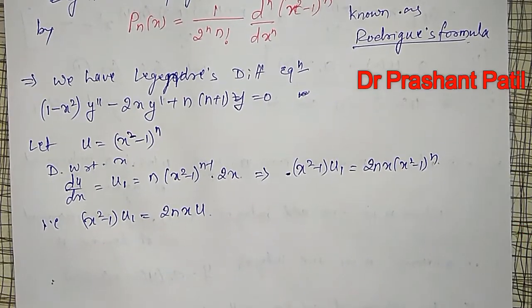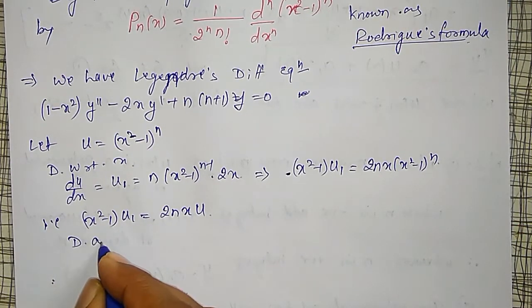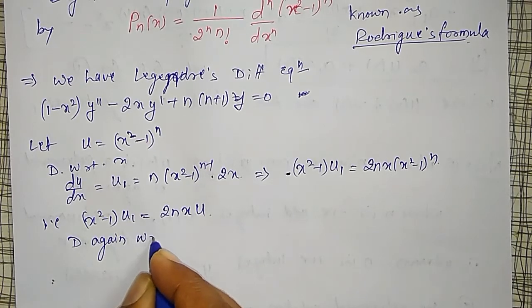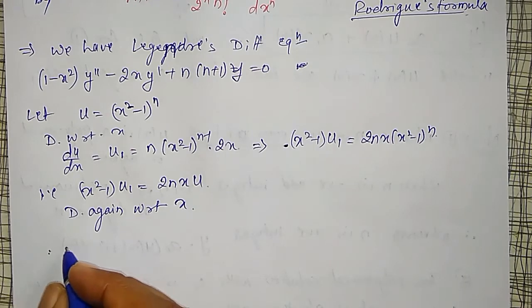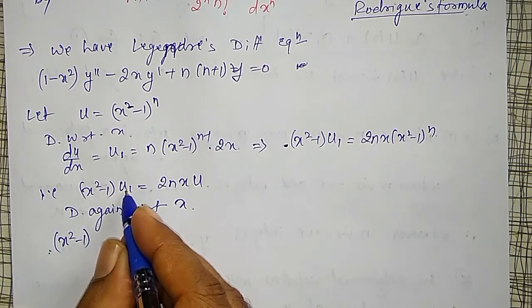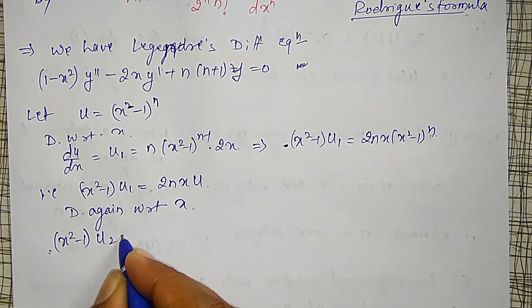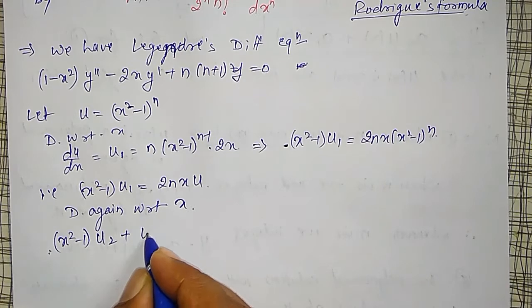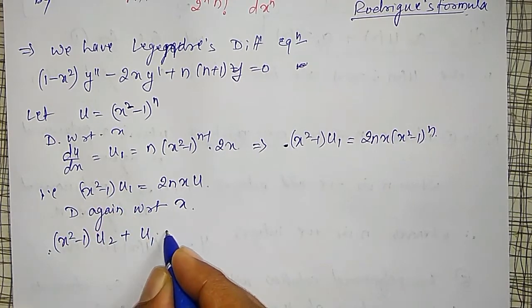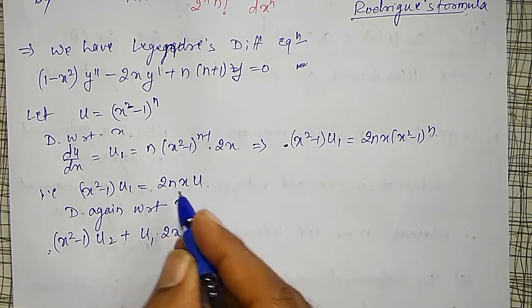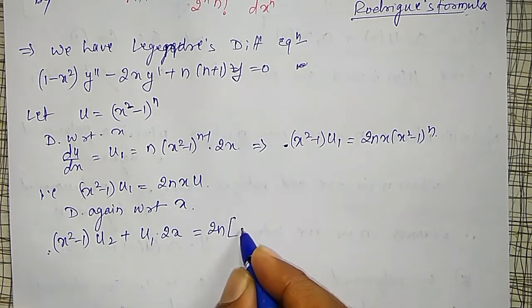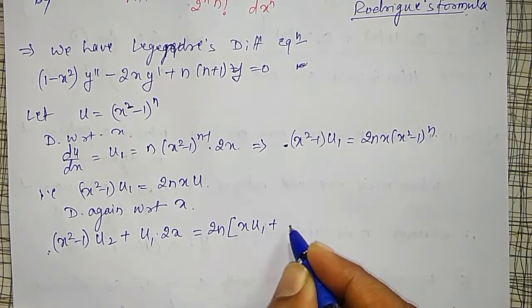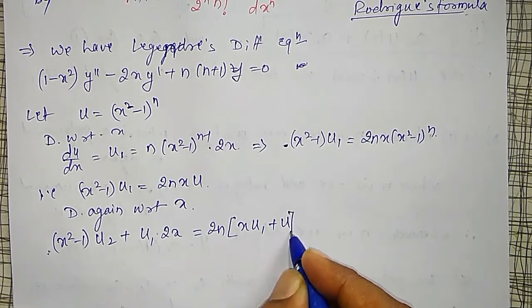This one I will differentiate again with respect to x. The product rule has to be applied here: (x square minus 1) into the differential of u1, which becomes u2, plus u1 as it is into the differential of (x square minus 1), which is 2x, equal to 2n, which is constant, into x into u, where the product rule has to be used again, that is x into u1 plus u into the differential of x, which is 1.